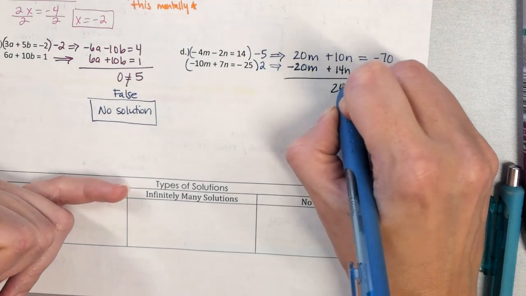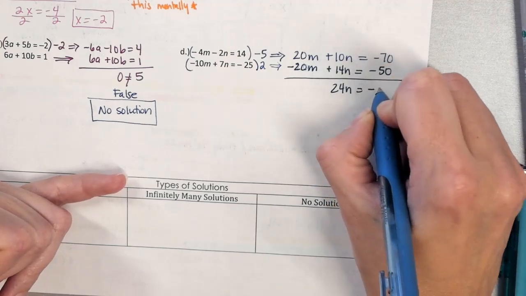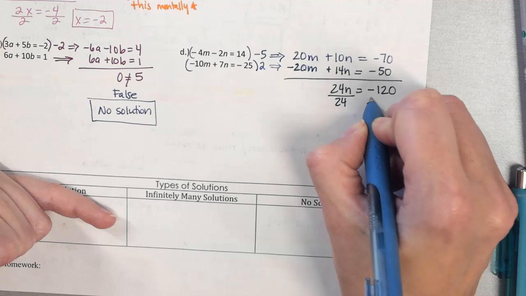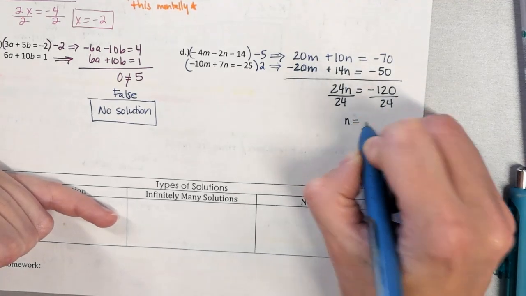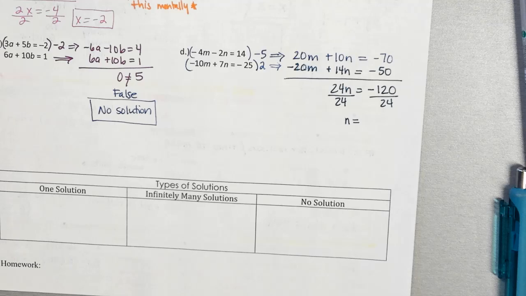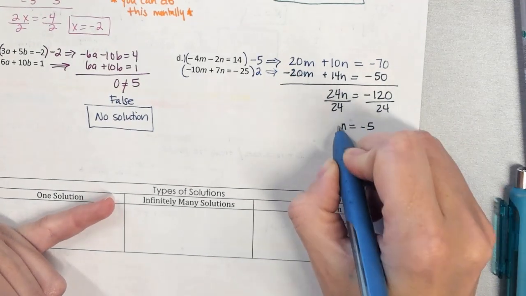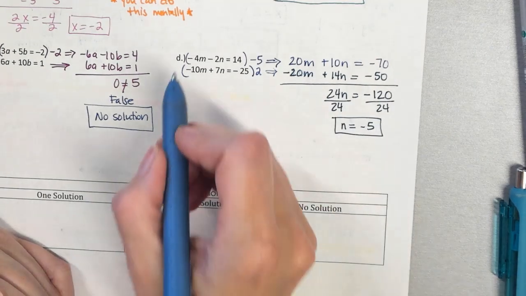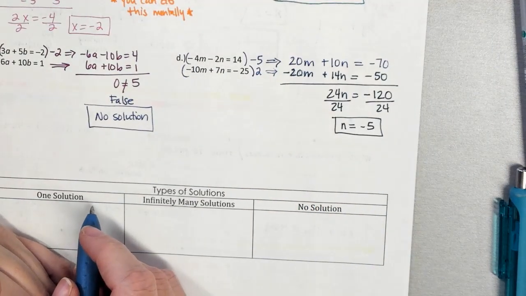Okay, so then when you add straight down, you get 24n equals negative 120. We're going to divide both sides by 24. Notice that you should get a negative when you're dividing a negative by a positive. You can calculate that. Good. Yep, negative 5.